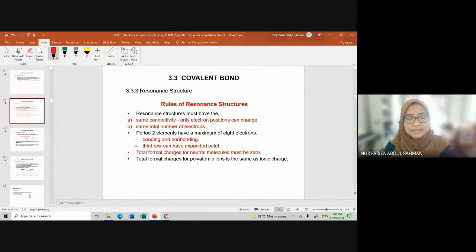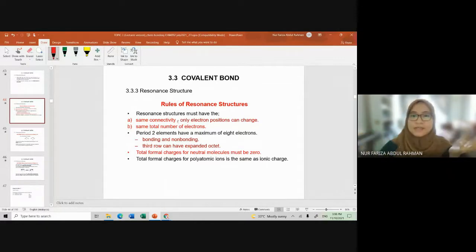These are the rules for resonance structure. How do we identify whether it is a resonance structure or not? The first rule is that the atoms in the molecule should have the same connectivity. Only the electron position, the bonding electrons and the lone pair electrons, can be changed. But the connectivity of the atoms should be the same, meaning the central atom should remain the same and also the terminals. That is what is meant by connectivity, the atom placement.